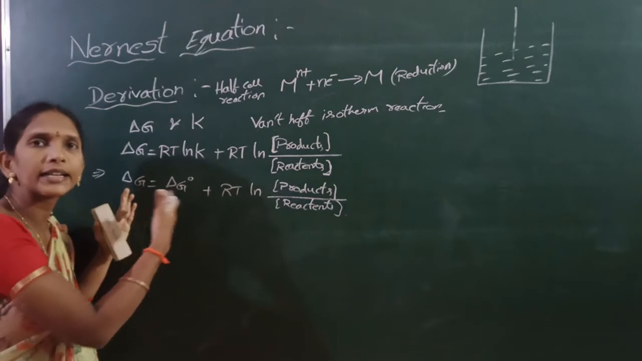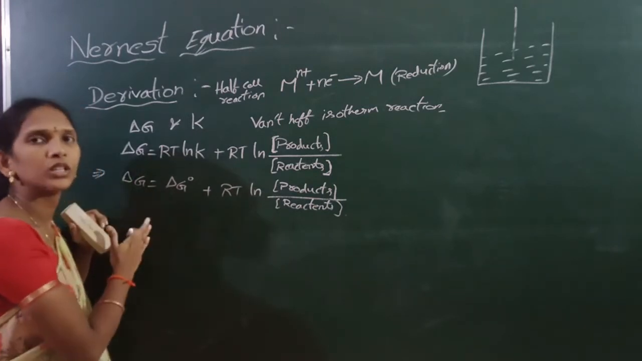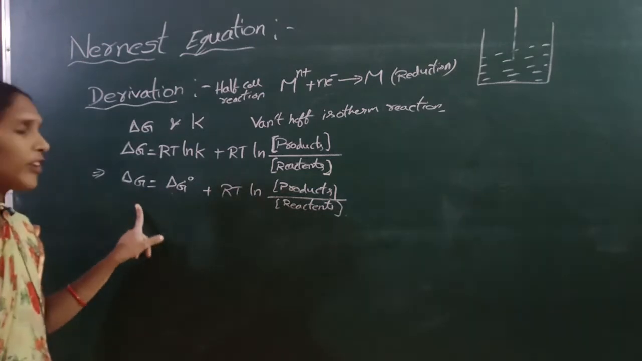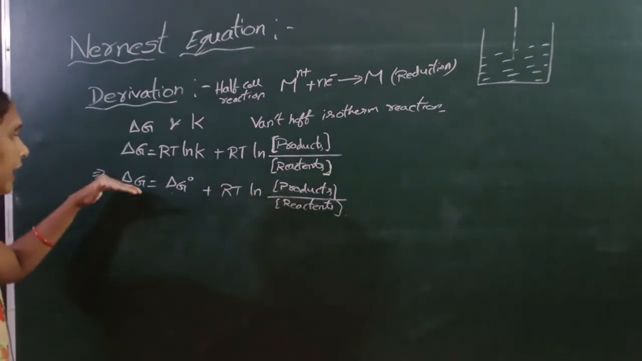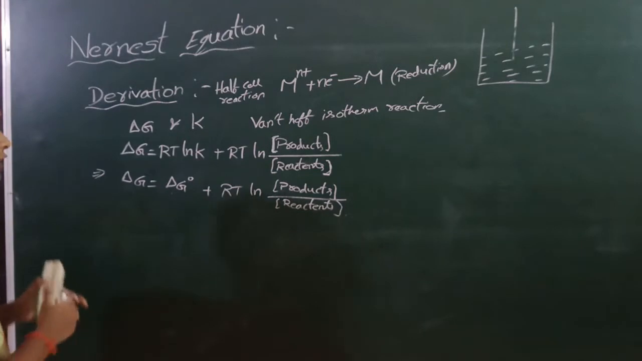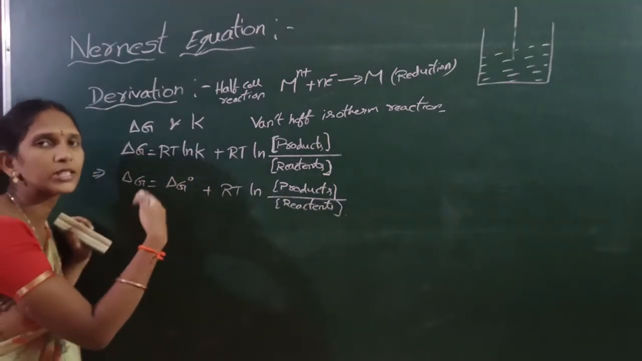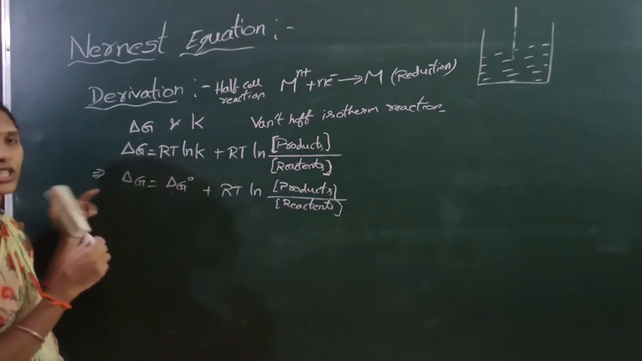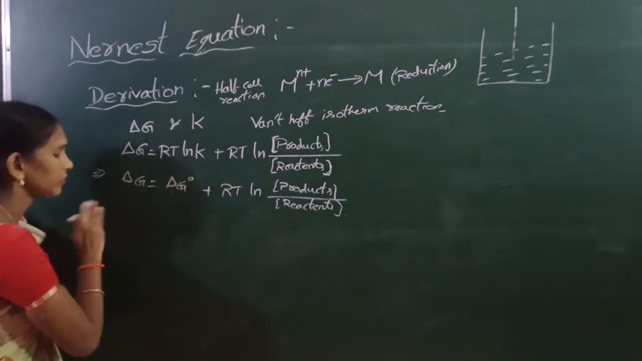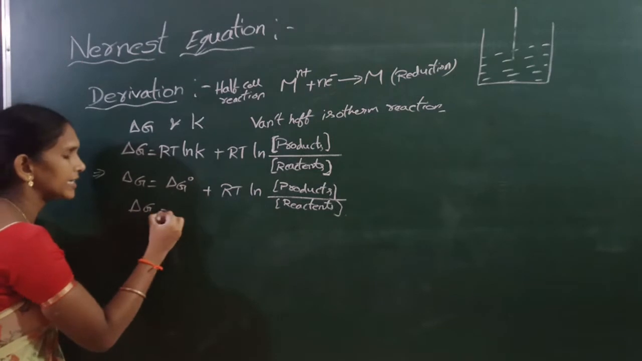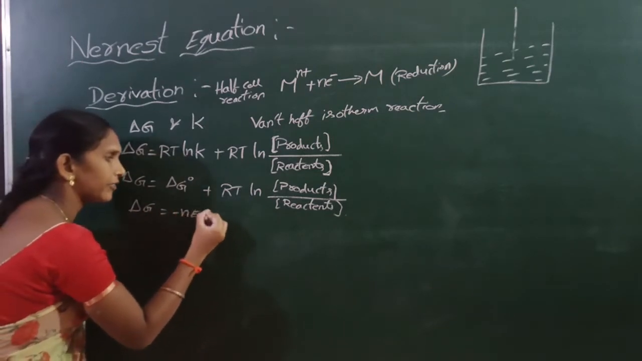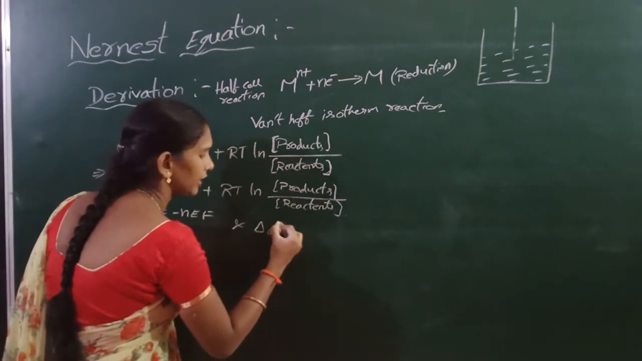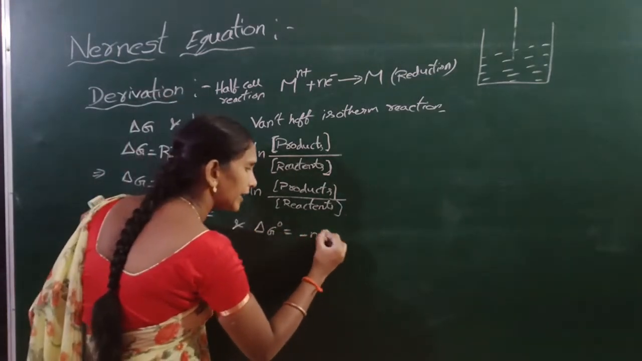In this case, electrical energy is produced at the decrease of free energy. That means delta G is equal to minus nEF, and delta G naught is equal to minus nE naught F.